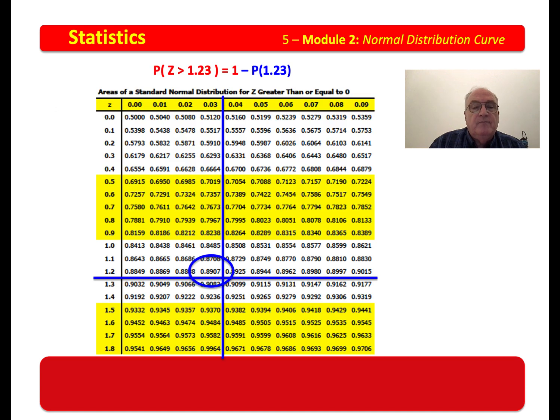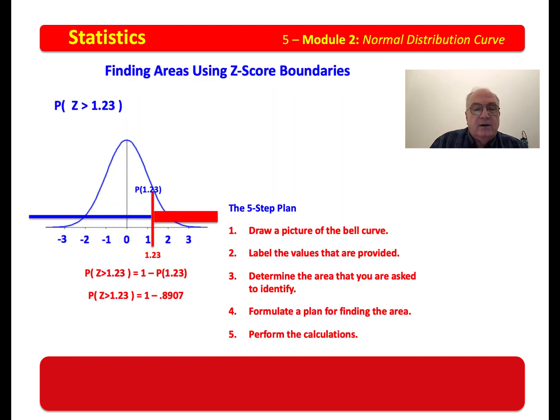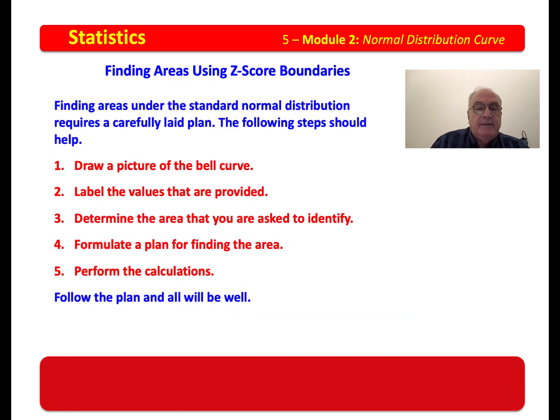We look at the table. 1.23 is an area of 0.8907. So 1 minus 0.8907 gives us 0.1093, so 10.93% of the area under the curve lies to the right of a z-score of 1.23.